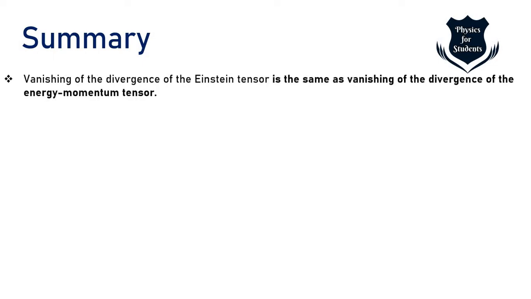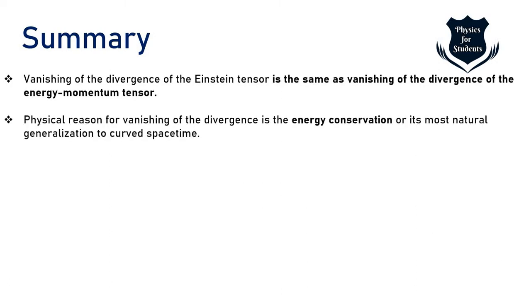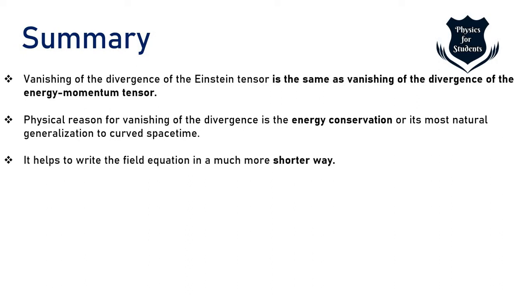Okay, so let us summarize what we have learned till now. The vanishing of the divergence of the Einstein tensor is the same as the vanishing of the divergence of the energy momentum tensor, so that the left hand side and right hand side balance. The physical reason for the vanishing of the divergence is energy conservation, or its most natural way of generalizing to curved space-time.